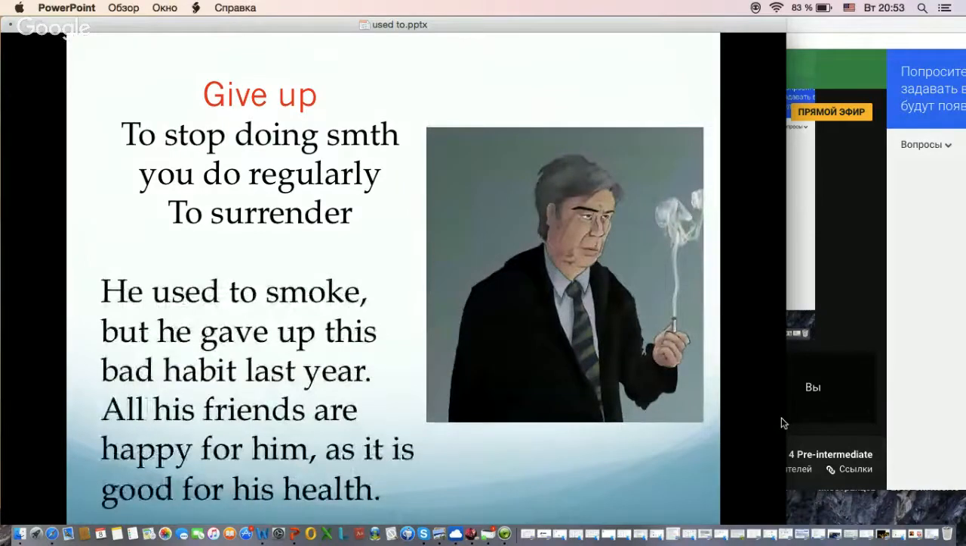And example. He used to smoke, but he gave up this bad habit last year. All his friends are happy for him, as it is good for his health. Раньше он курил, но он бросил эту дурную привычку в прошлом году. И все его друзья очень рады за него, потому что это действительно хорошо для его здоровья.